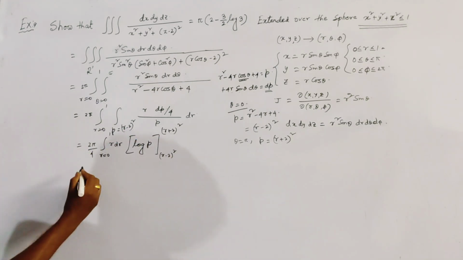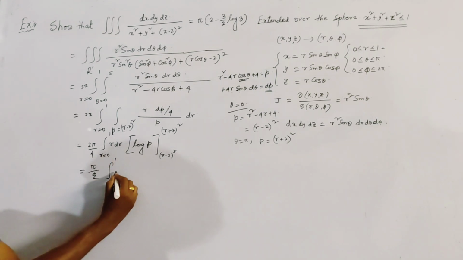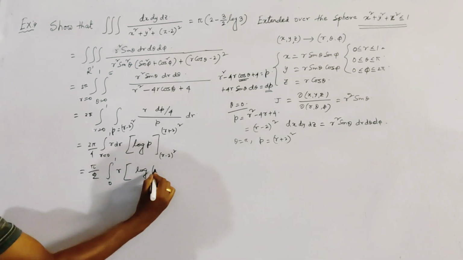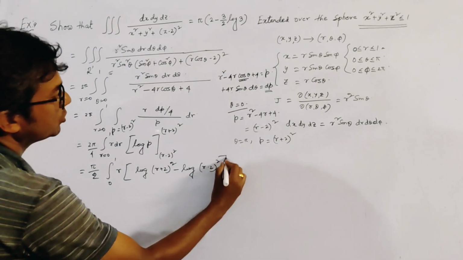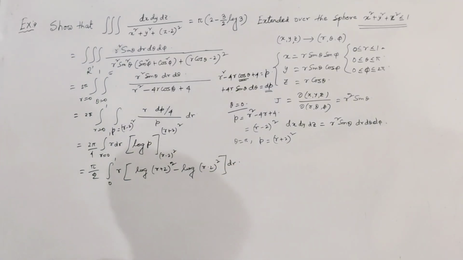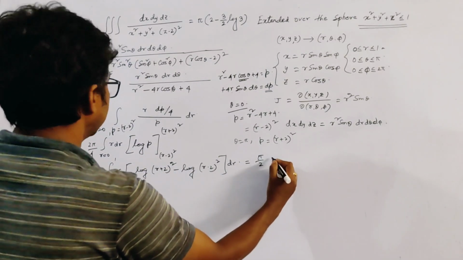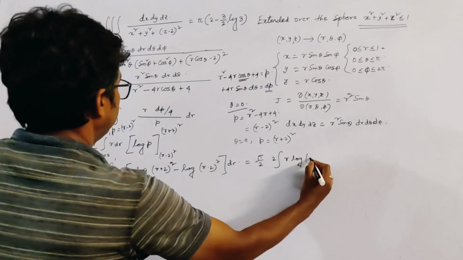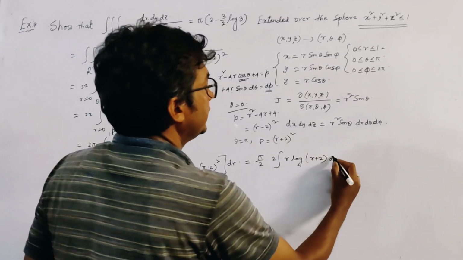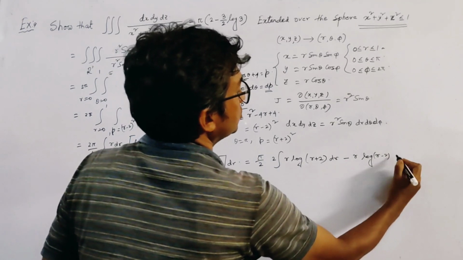Now by putting the range of this integration, we get pi by 2 into the integration from 0 to 1 of r into (log of (r plus 2) whole square minus log of (r minus 2) whole square) dr. We get 2 terms from this, and this integration can be written as pi by 2 into integration of 2 into r log of (r plus 2) dr minus r log of (r minus 2) dr.